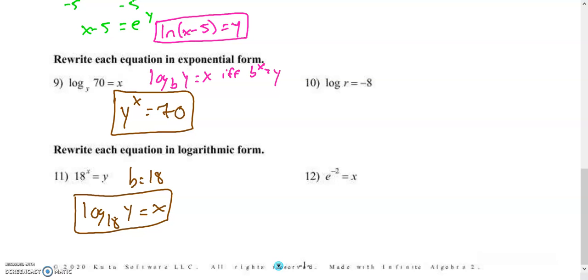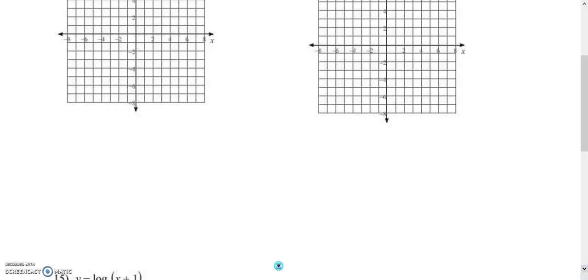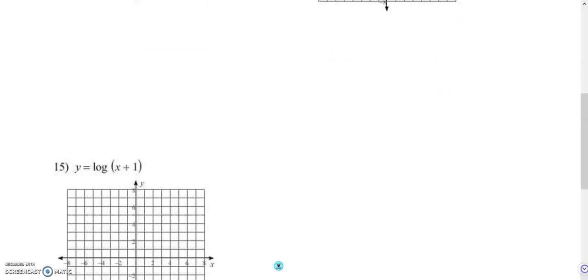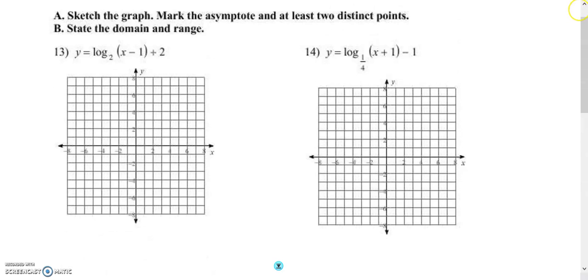Okay, so moving on to the next part. We have to sketch the graph, mark the asymptote and at least 2 distinct points, and then state the domain and range for numbers 13, 14, and 15. So I'm just going to do one of these examples here to get you guys started. So let's start with, I'll just do number 13. So here, number 13, we got to mark the asymptote. So you got to figure out what changed. So what were the transformations, okay?